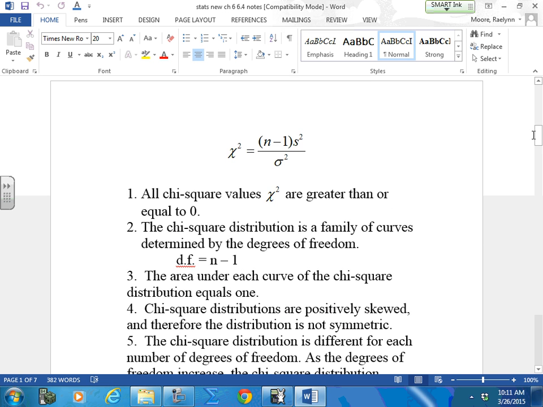Now, we call this little guy a chi-square.